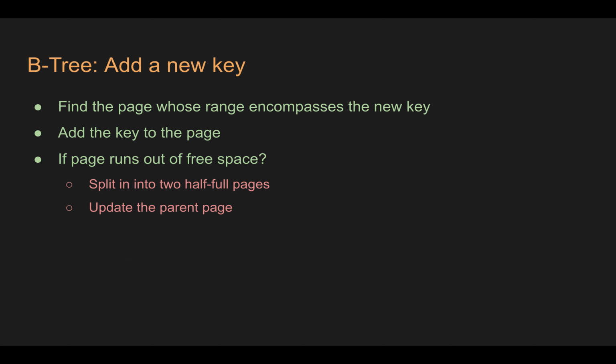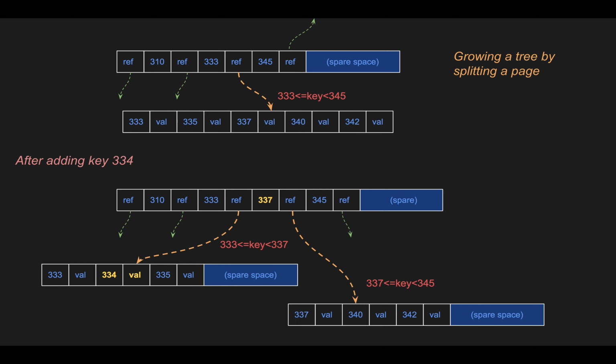Now similarly, if you want to add a new key in the B tree, you need to find a page whose range encompasses the new key and then add it to that page. Let's also understand this with an example. Let's say you have this existing B tree and you want to add a new key 334 in this tree. For this we have this page right at the top, and it has the keys 310, 333 and 345. The key 334 will go in one of the child pages, and the reference for that we can find between these two keys 333 and 345.